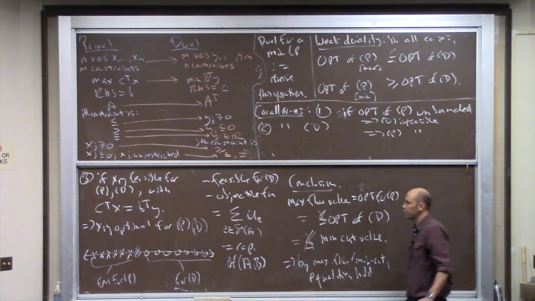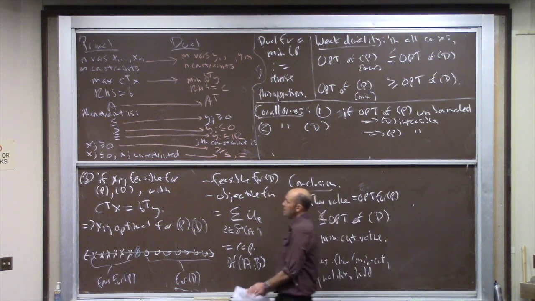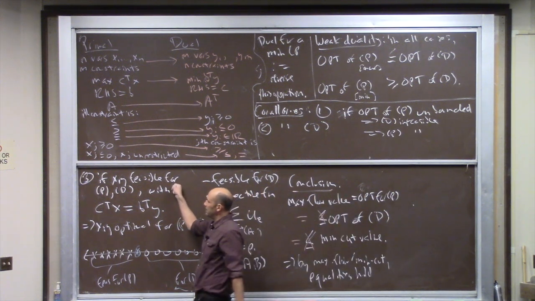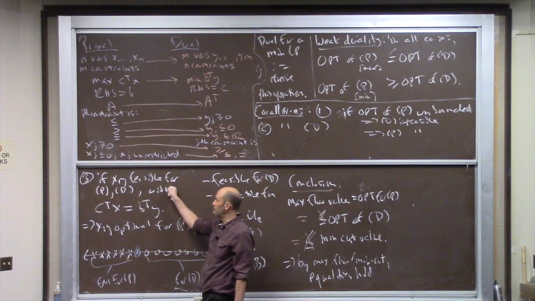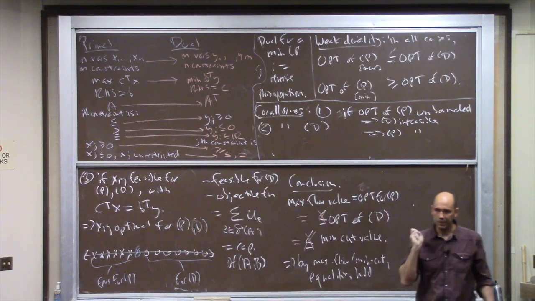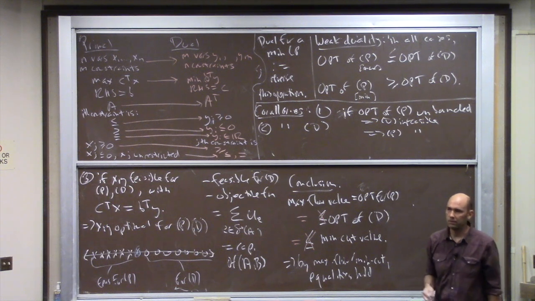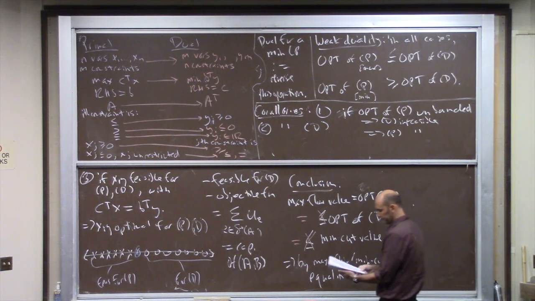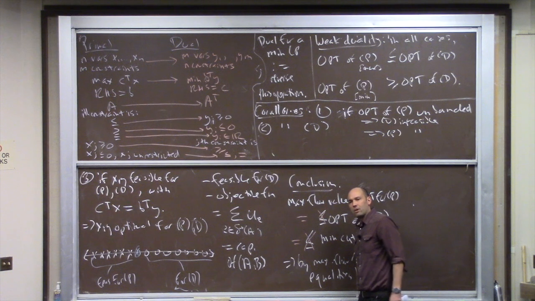So even without having proved strong duality, we can at least say, if we're ever so lucky to get our grubby little hands on feasible primal and dual solutions so that the objective function values match, then we're done. We know that we're done. We've solved both problems optimally. Questions about that?